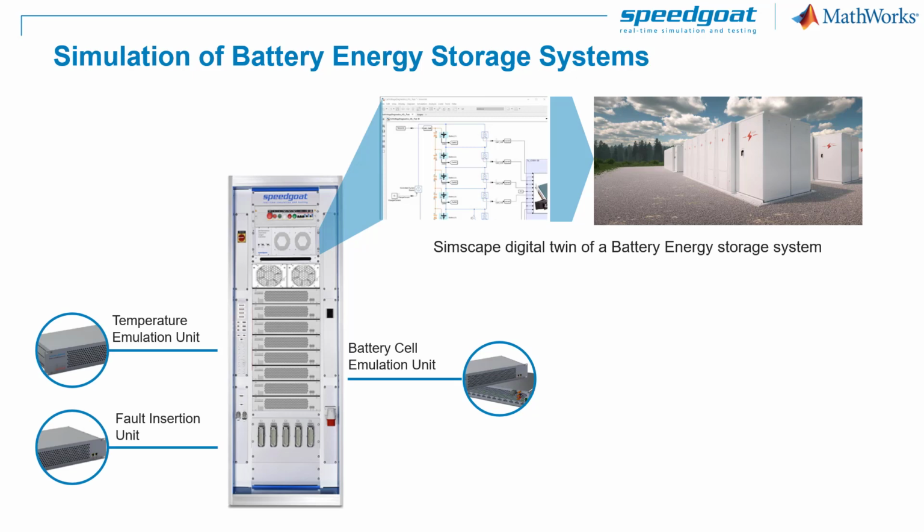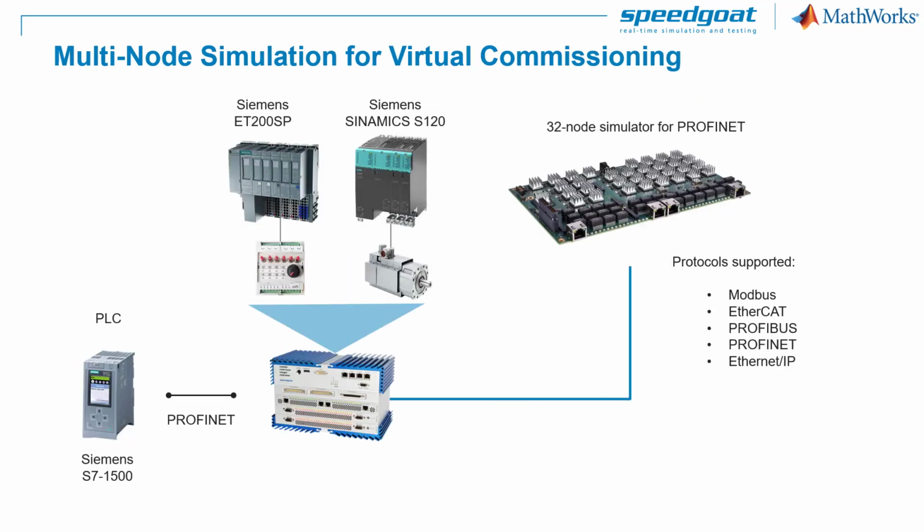So you can simulate battery packs down to the cell level and employ that, for example, to test your BESS controllers. We can also support you with virtual commissioning of large-scale plants like industrial installations, wind farms, and power grids. For instance, the industrial Ethernet multi-node simulator, as the one shown here in the picture, lets you virtualize up to 32 nodes like Profinet slave devices.